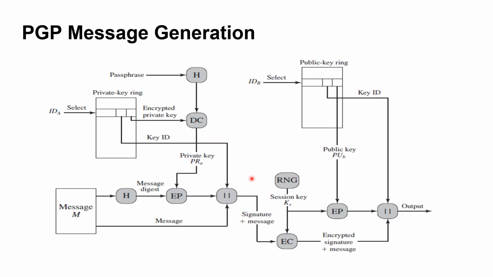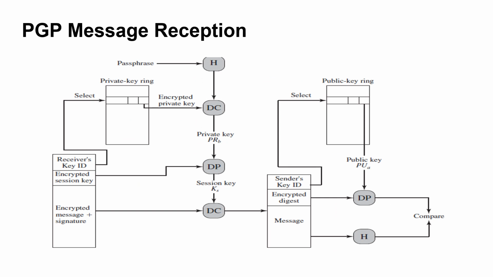So this is a PGP message generation model. The same diagram whatever we have discussed has been depicted in an elaborate manner. So message, hash code, encryption, and for the encryption the key is retrieved from the public key ring or private key ring. Similar to that we have a message reception also over here.